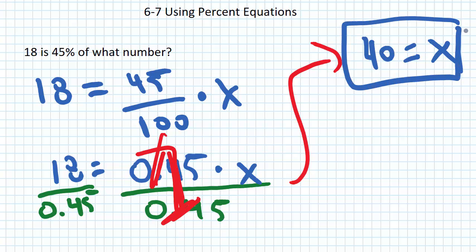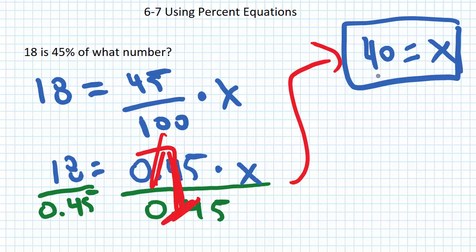Okay, and go back and see if this makes sense. 18 is 45% of, well, this says it should be 40. What's 45%? Well, 45 is almost 50%, which is almost half. So 18 is almost half of 40.